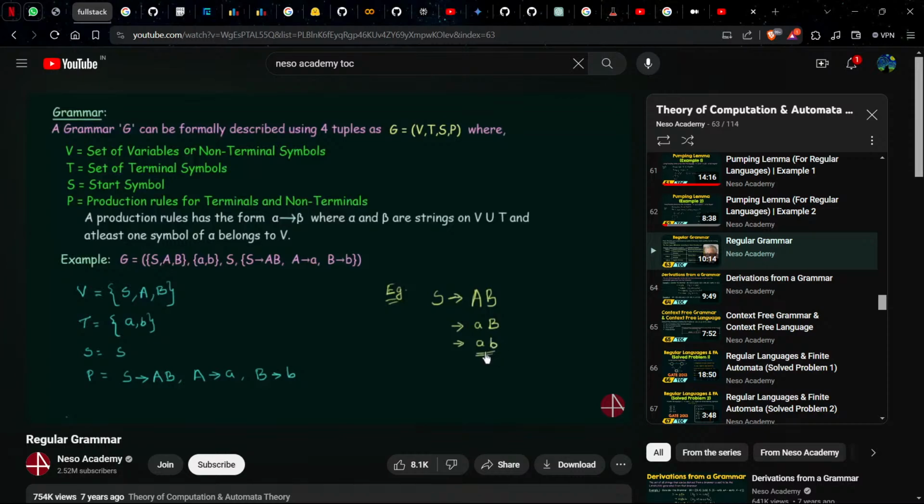Now this string ab is something that is designed using this grammar. So this is how we will design our strings, or find the strings that will be accepted by certain grammars. I hope that made the grammar clear to us. Let's go to the next part, regular grammar, which we will be discussing now.